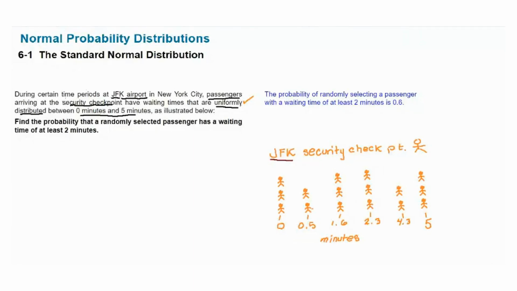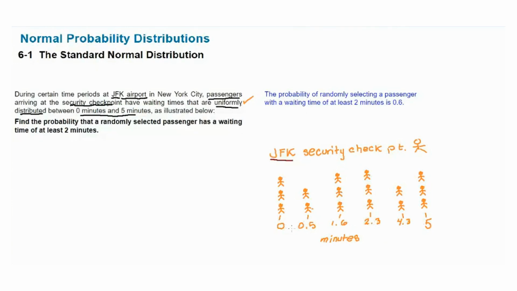During certain time periods at JFK Airport in New York City, passengers arriving at the security checkpoint have waiting times that are uniformly distributed between 0 minutes and 5 minutes. Let's see what this problem is about. So you have people at JFK Airport, specifically at the security checkpoint, that are waiting between 0 to 5 minutes.